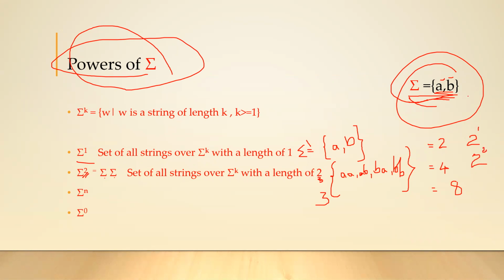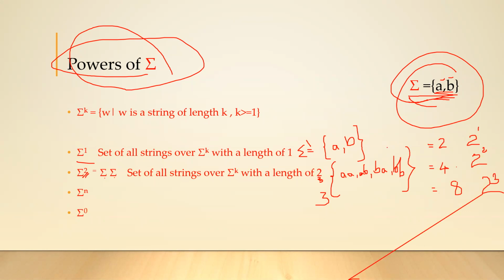If I have 2 letters in my alphabet and I need a length of 3, I will be getting a total of 2 raised to 3 strings.